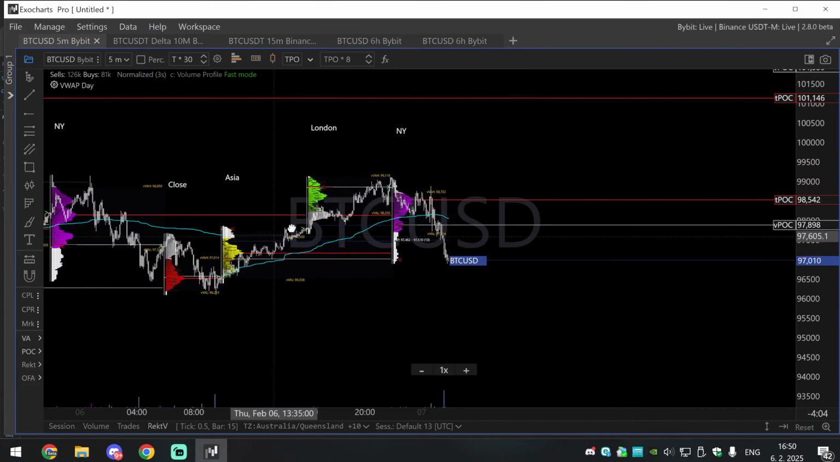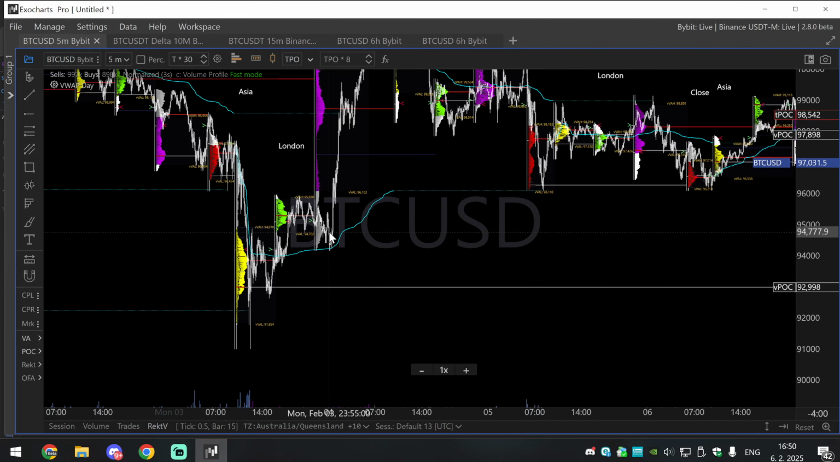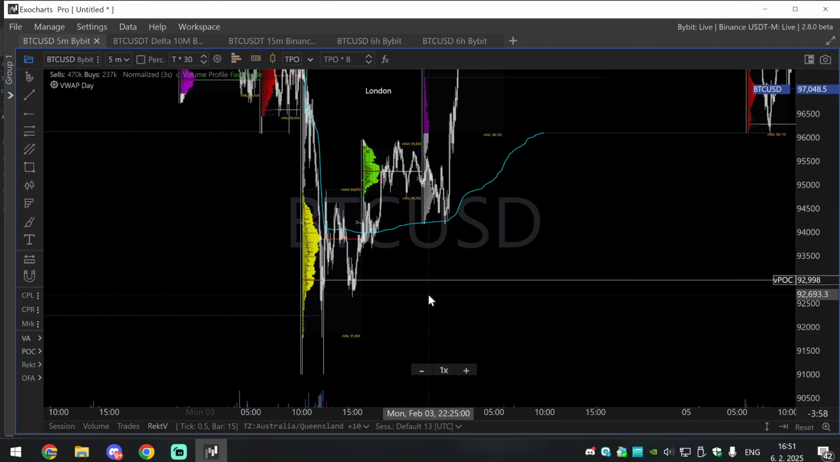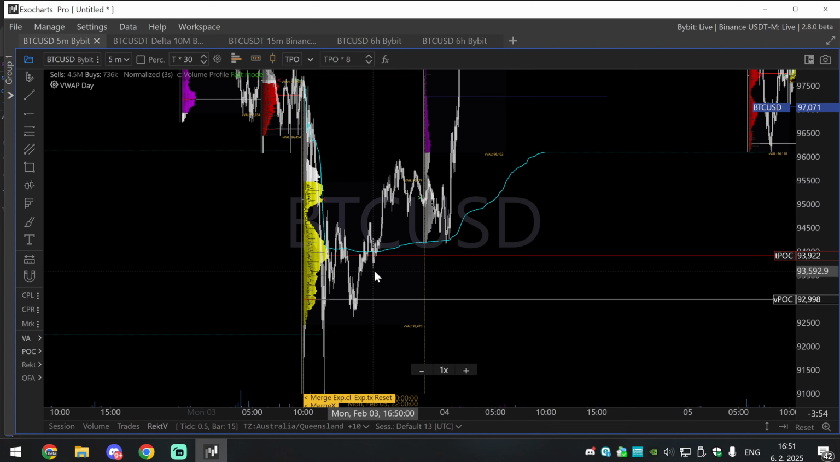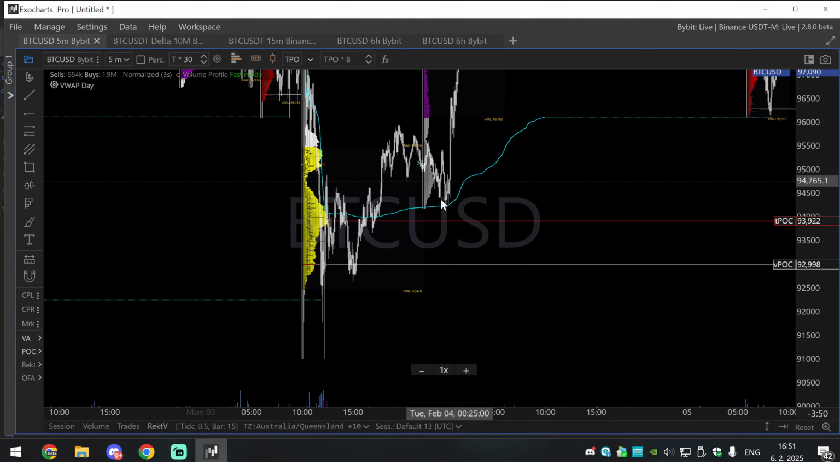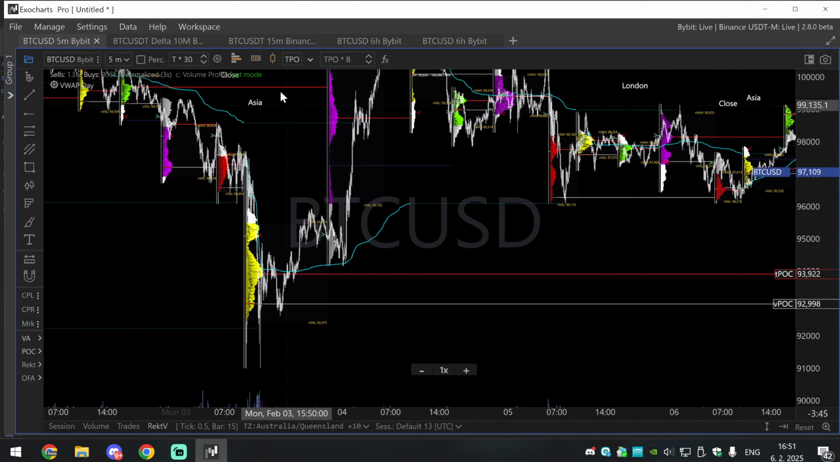If you go to session profiles, you will see it a bit better. Can merge this together, and you've got also 93, 92, and also the volume here. Another interesting area.